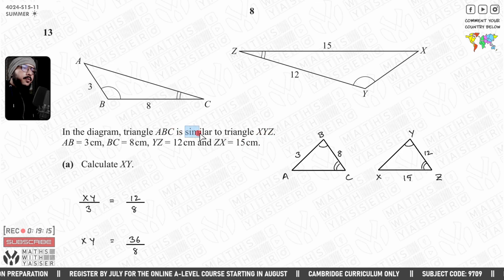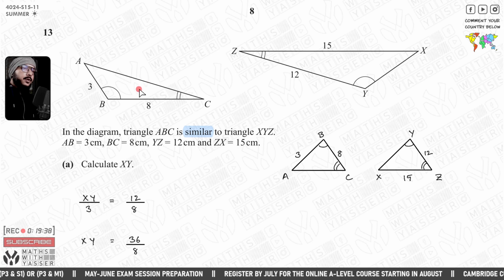So it is already provided they are similar. You don't have to prove anything. And also there is a bit more data provided. AB is 3 centimeters, BC is 8, YZ is 12, and ZX is 15. We need to calculate XY, which is this length.